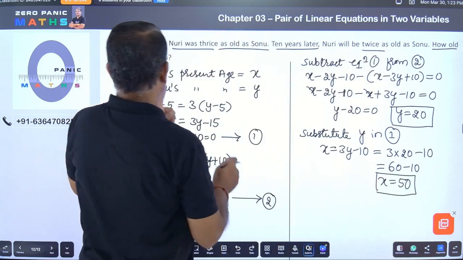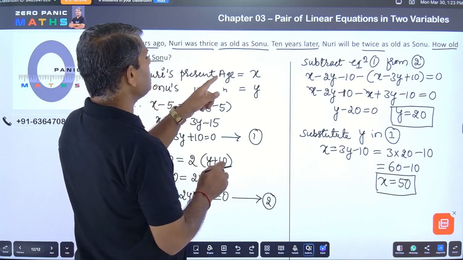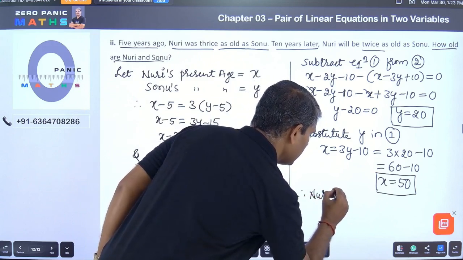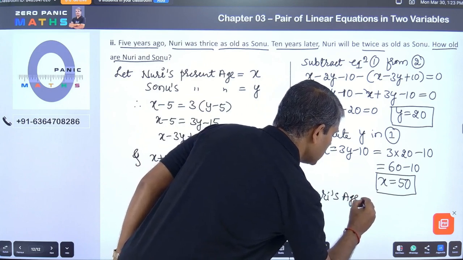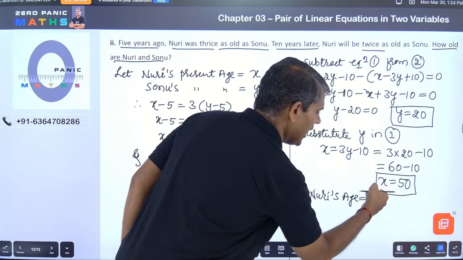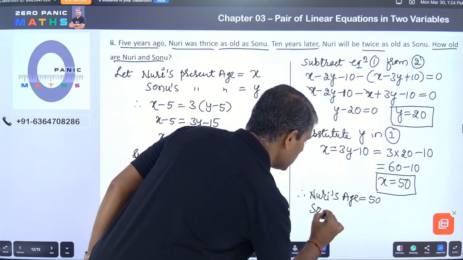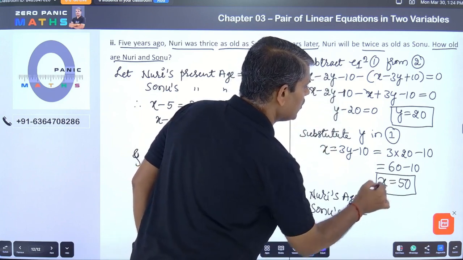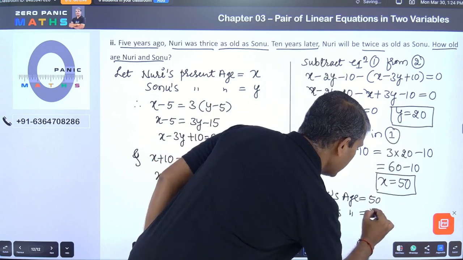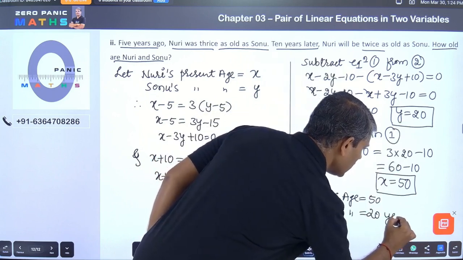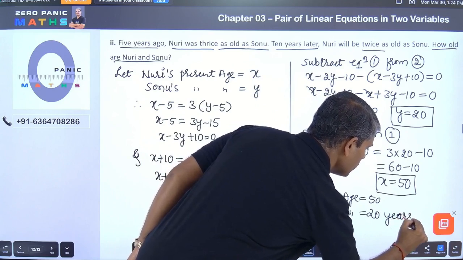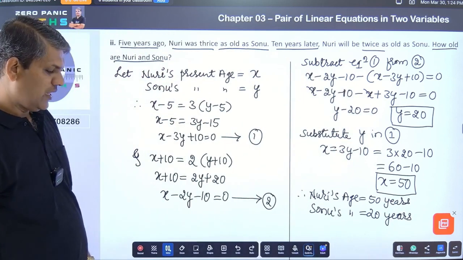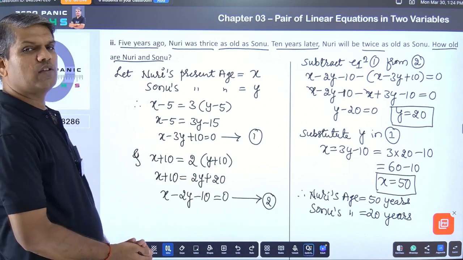So our final answer is Noori's present age. Therefore, Noori's age is equal to x, that is 50, and Sonu's age, you can write it in descriptive way, is equal to y, that is 20. You can write years to both, because age will be in years. Okay, that is the solution for this problem.